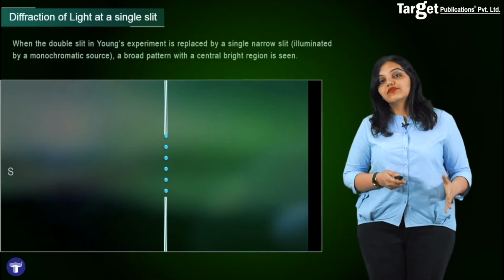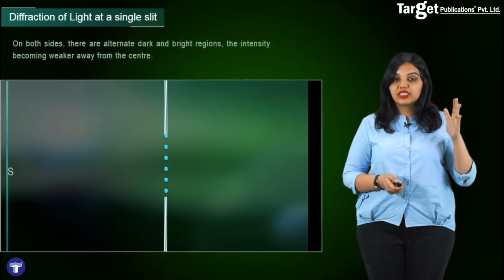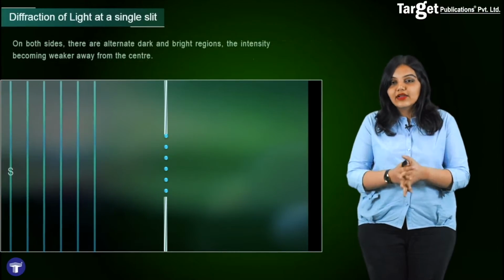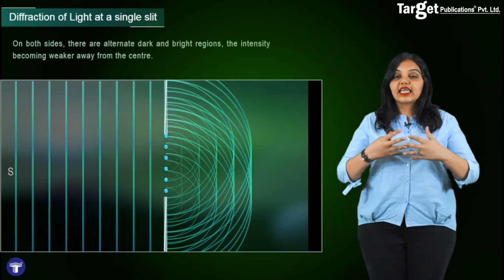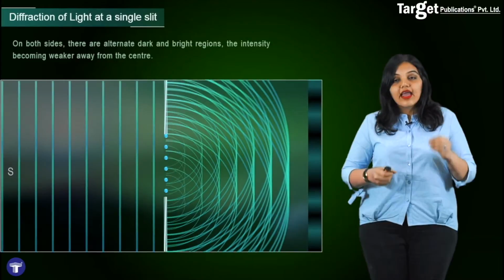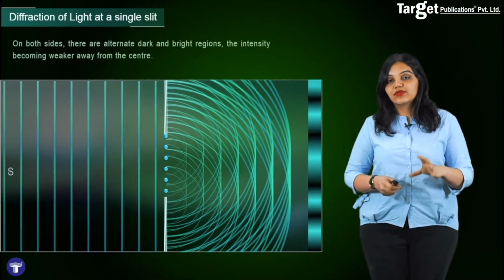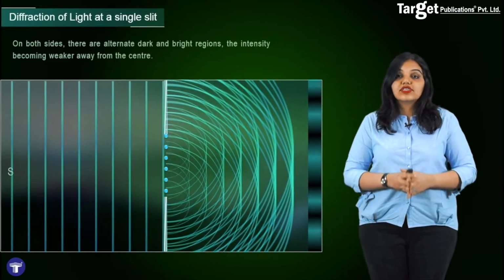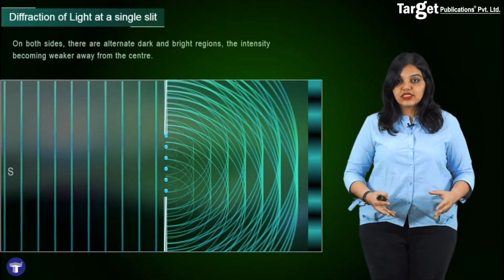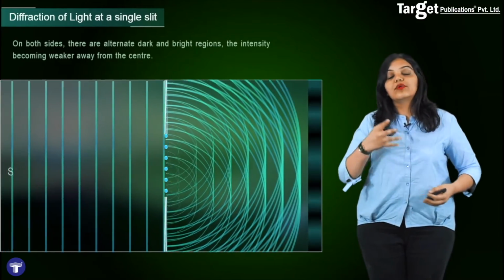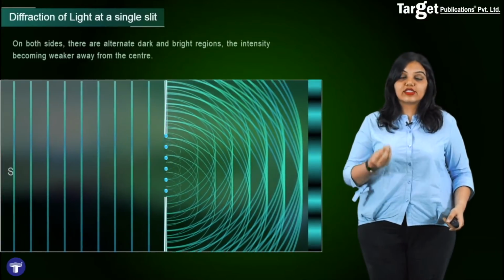And all these waves which are starting from the primary source S will hit the narrow slit and produce secondary sources of light. Every single point on the narrow slit will act as a secondary source of light and emit spherical waves in all directions. And now you see that what we get on the screen is a diffraction pattern.